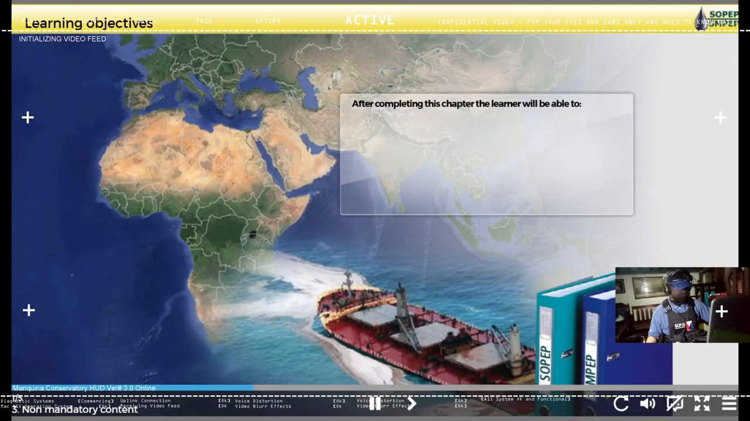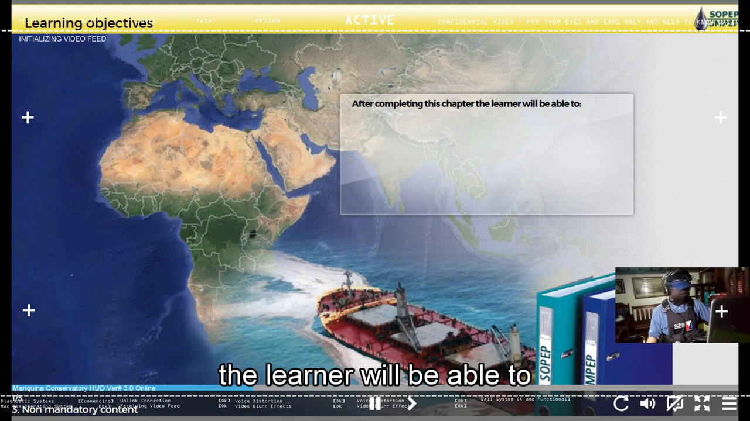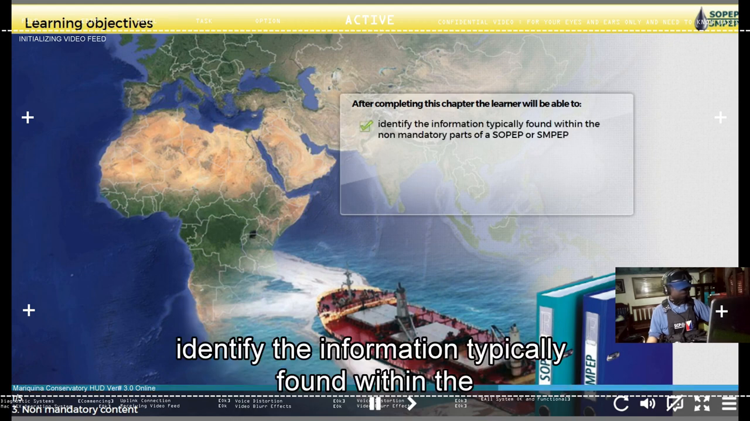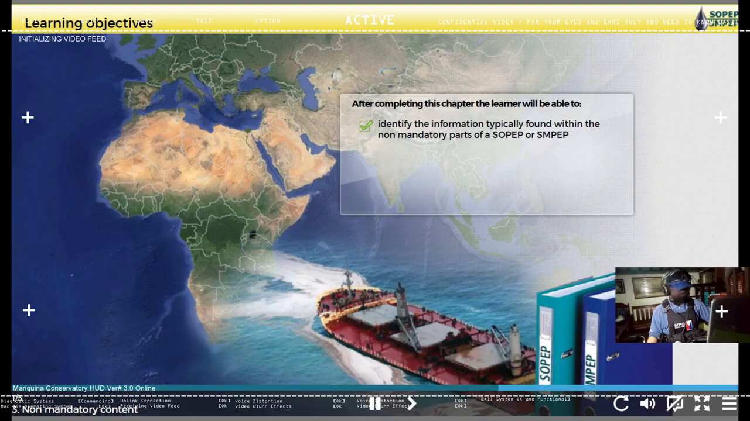After completing this chapter, the learner will be able to identify the information typically found within the non-mandatory parts of a SOPEP or SMPEP.